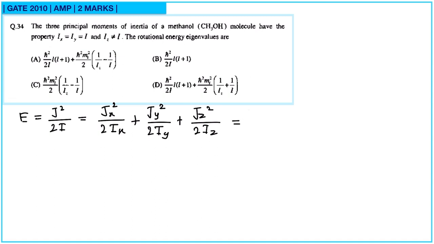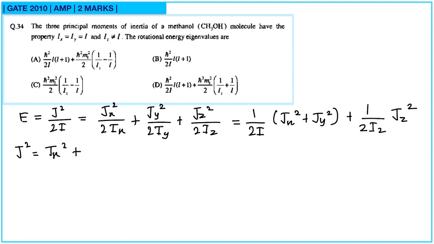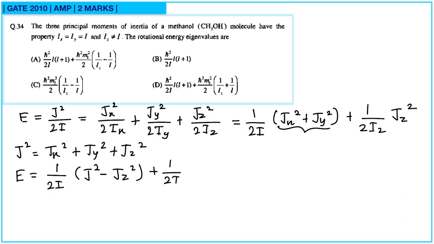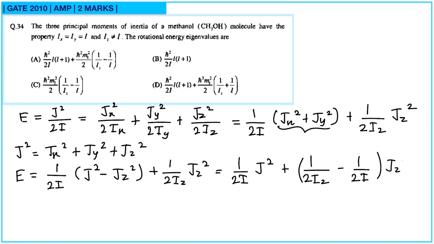So here we can write this Ix will be Iy, so this we can take common. So this will be 1 upon 2I, and in bracket we have Jx square plus Jy square plus 1 upon 2Iz into Jz square. But we know J square is equal to Jx square plus Jy square plus Jz square. So here we can write J square minus Jz square. So E will be equal to 1 upon 2I, in bracket this will be J square minus Jz square plus 1 by 2Iz Jz square. We can take this Jz square terms common, so this will be 1 upon 2I J square plus 1 upon 2Iz minus 1 upon 2I into Jz square.